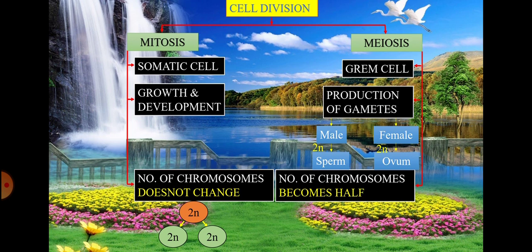The number of chromosomes does not change. Whereas in meiosis, the male and female also had 2n chromosomes, but their offspring will have half of the chromosomes that were present. When meiosis division takes place, we are going to have 4 daughter cells at the end of the stage, and when mitosis cell division takes place, we are going to have 2 daughter cells. We are going to study both the cell divisions in detail.